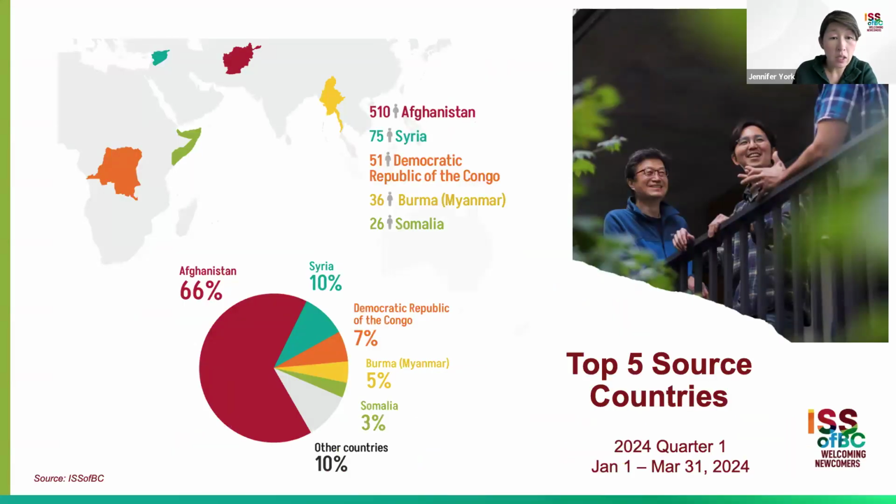So to give you a sense of where the top five source countries are, you'll see that a large number are from Afghanistan, then Syria, Democratic Republic of Congo, Myanmar, Burma, and Somalia. And one thing to note is, being the first quarter, this is when the Afghan special initiative was nearing its end. And so we may see changes in the number of people from Afghanistan coming to Canada, coming to BC. And you can see there's starting to be more diversity in terms of where other people are coming from. It's not focused primarily on Afghanistan and Syria.